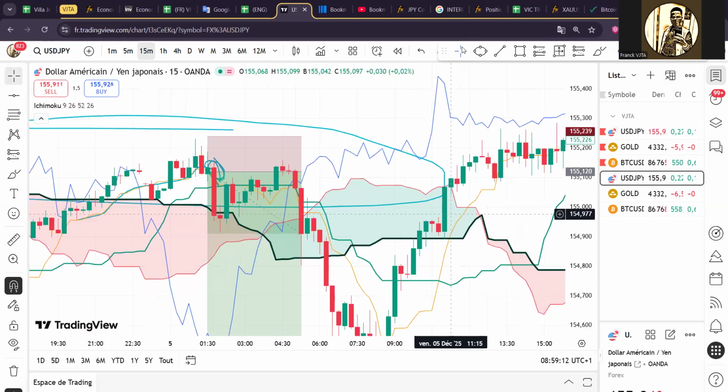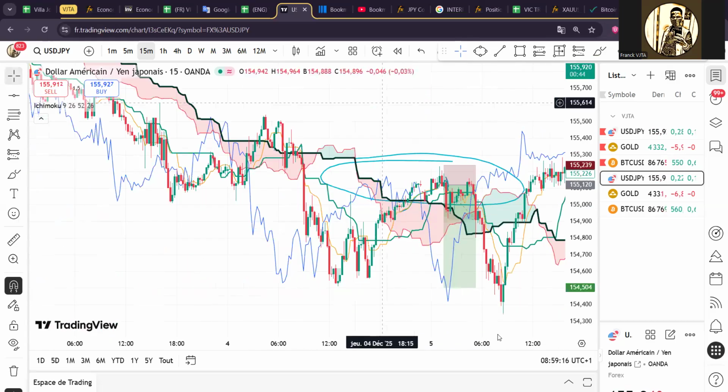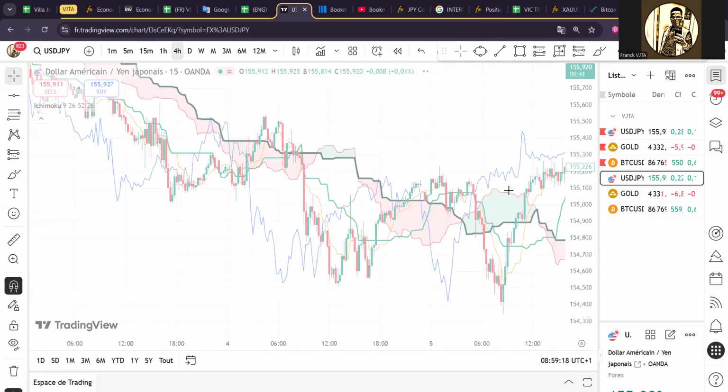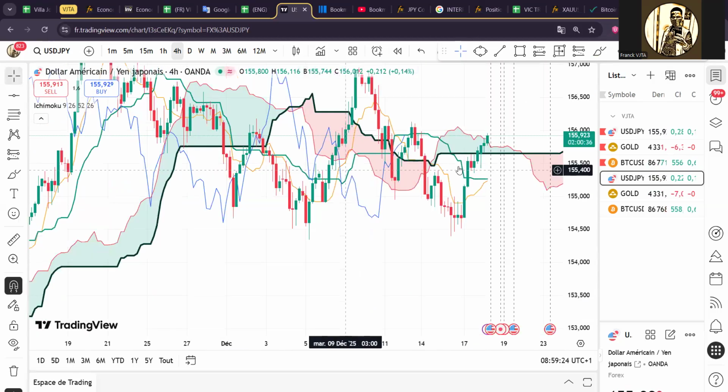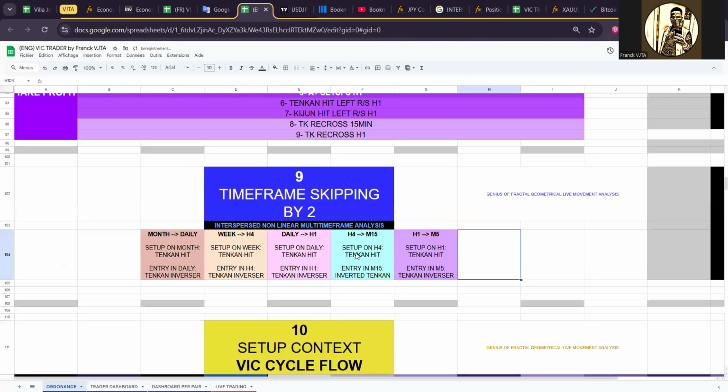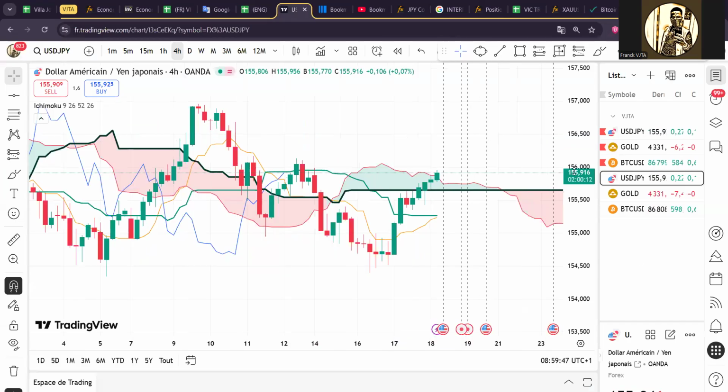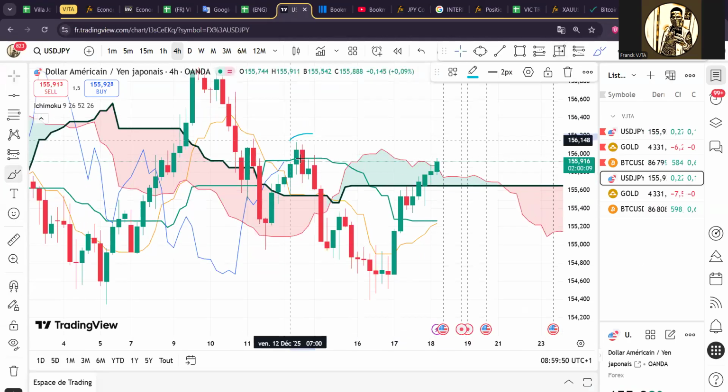Okay, so let's do another example. Let us take this Kijun, for example. When I talk about a setup on H4, you see here that I wrote Tenkan hit. It can also be Kijun hit. It's just any setup on a higher time frame. On a high time frame, you go down by 2 time frames to a lower time frame. So let us take this inverted Kijun. This is an inverted Kijun, right?